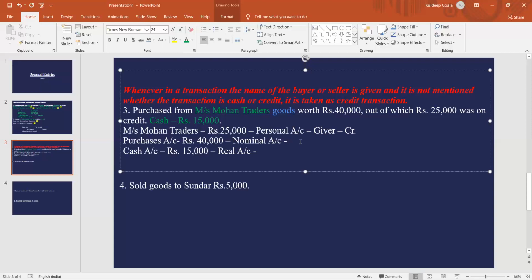Now comes purchases. Purchases is a nominal account. For nominal account we have to know: all income, all expenses. What was the rule? Debit all losses and expenses, credit all gains and income. So purchase is nothing but an expense. Expenses will be debit, right? Expenses will be debit.